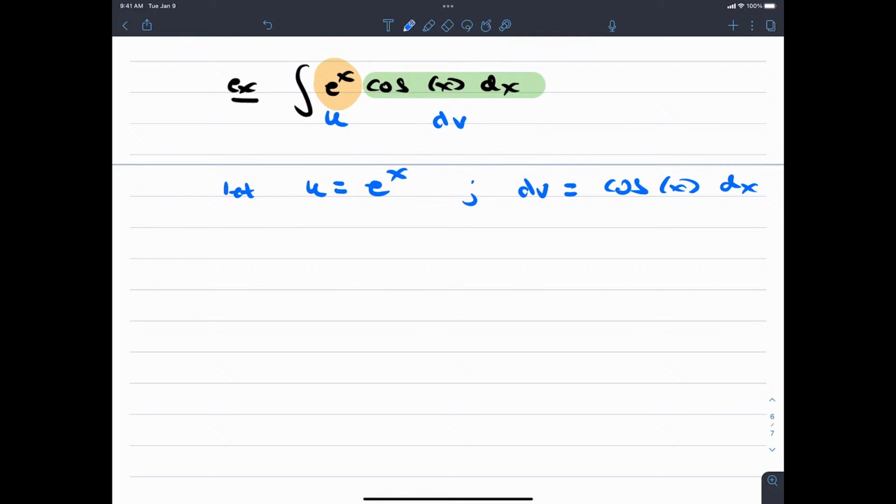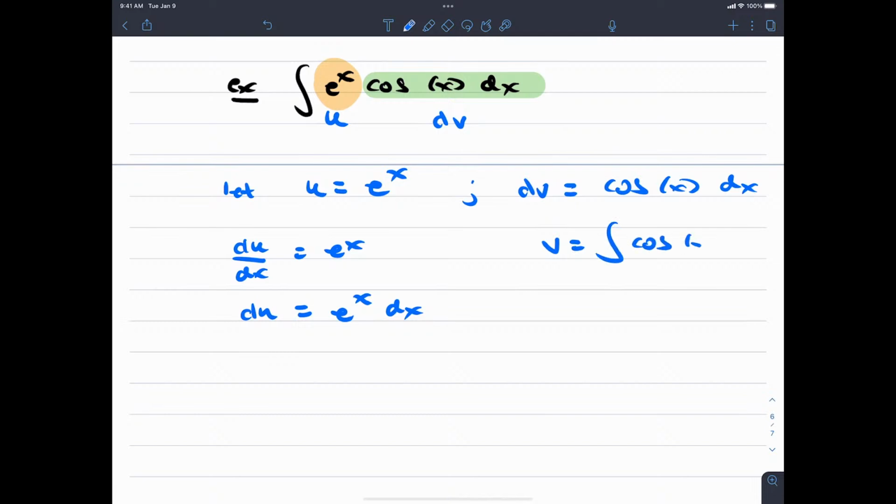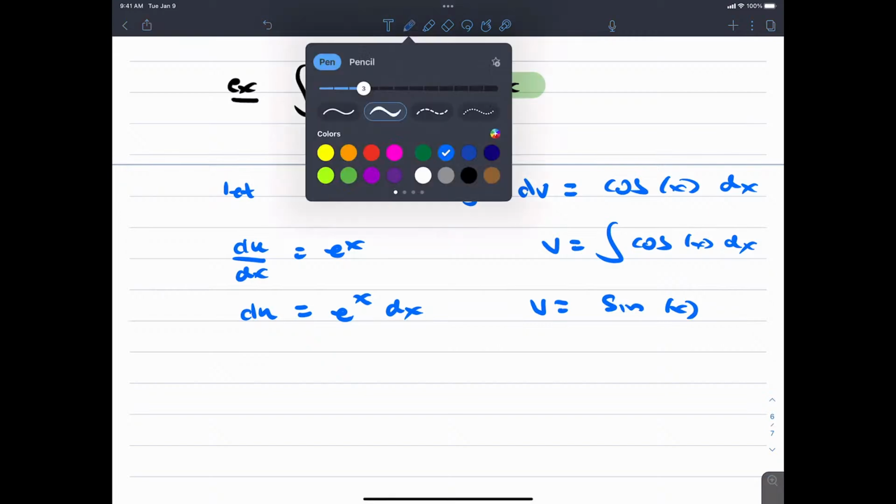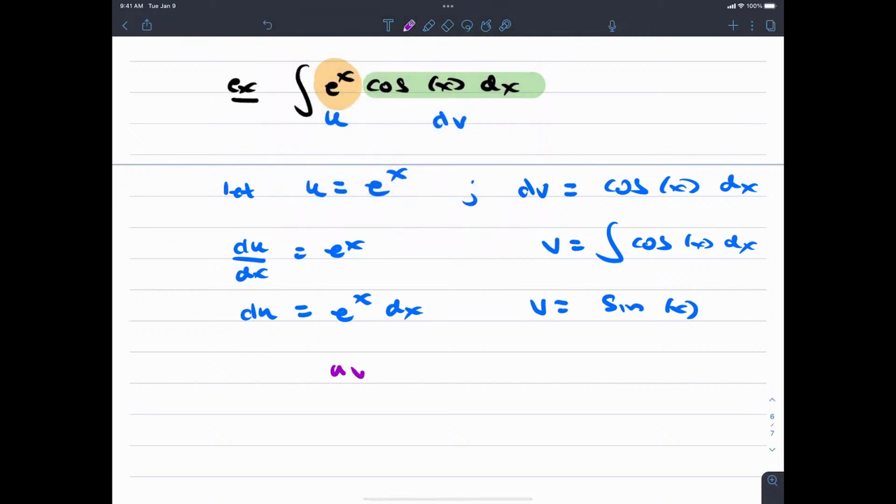You went home and you said, okay, here's my u, here's my dv. All right, du/dx is e^x. Solve for du: e^x dx. You just went through the procedure. And then you say, v is the integral of what? Cosine. And what's the integral of cosine? It's just sine, is that right? So we went through the procedure because we go, okay, this is going to be uv minus the integral of v du.